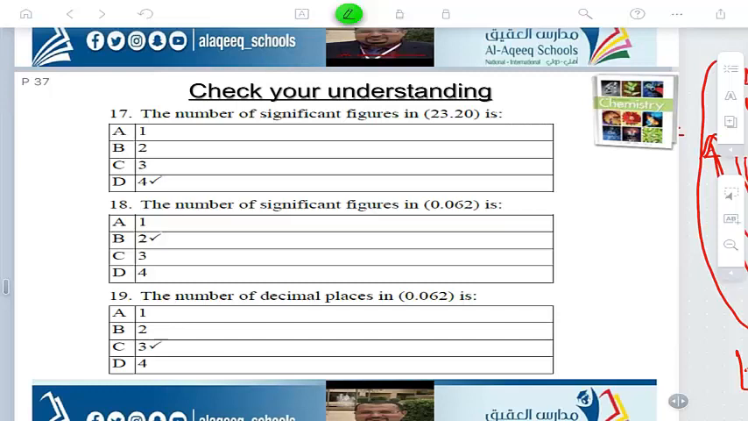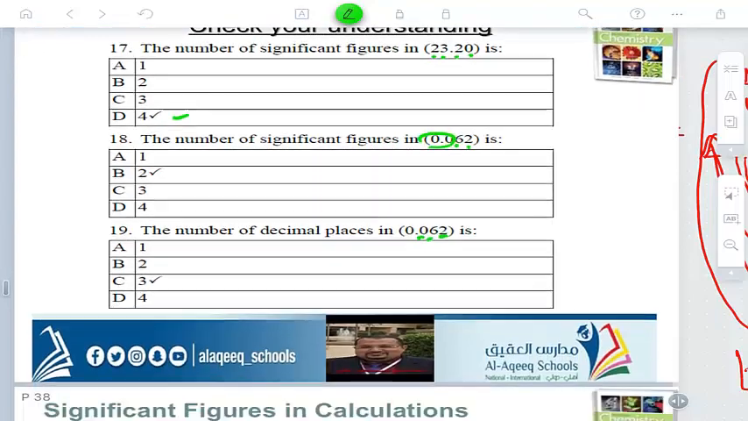How many significant figures here? 1, 2, 3, 4, because we have a decimal. The number here, how many? 1, 2 only, although we have a decimal, but they are on the left hand side. The number of decimal places here is 3. Okay, decimal places means how many places for the decimal? 1, 2, 3. It's something else, not significant figures. It's something called decimal places. Okay, 3 decimal places. We have 3 places after the decimal point.